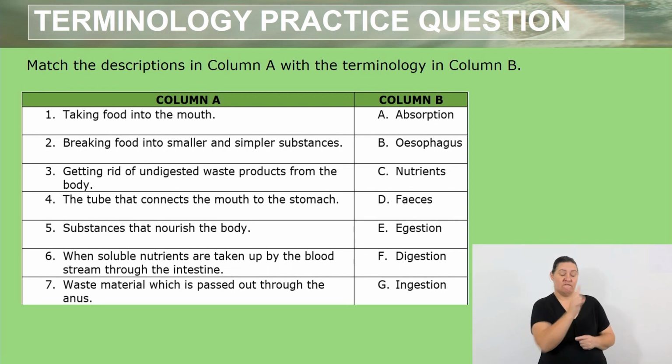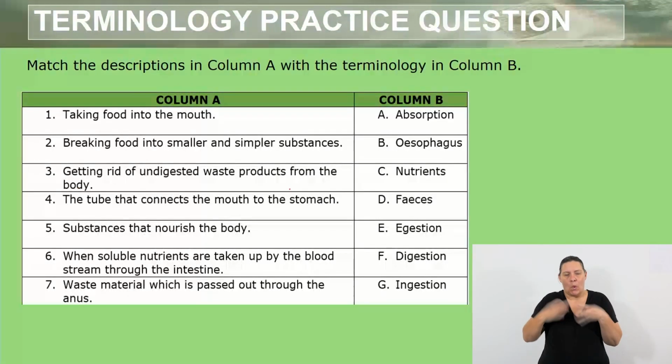Right, so the first description says taking food into the mouth. So obviously we need to find the correct terminology that goes along with this description in column B. The second one says breaking food into smaller and simpler substances. The third one is getting rid of undigested waste products from the body. The fourth one is the tube that connects the mouth to the stomach.